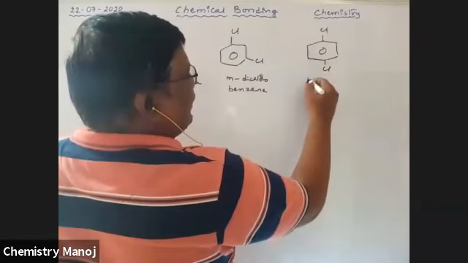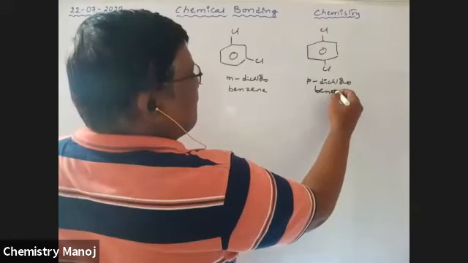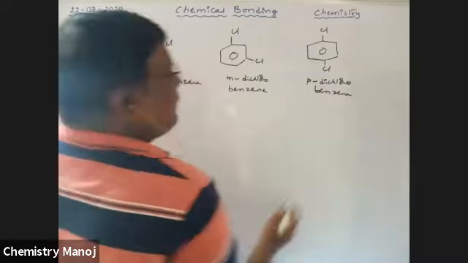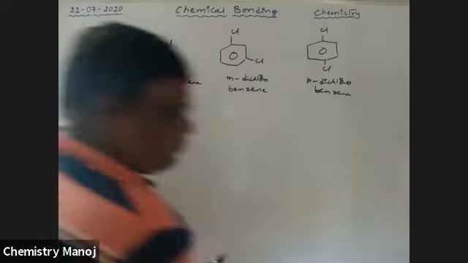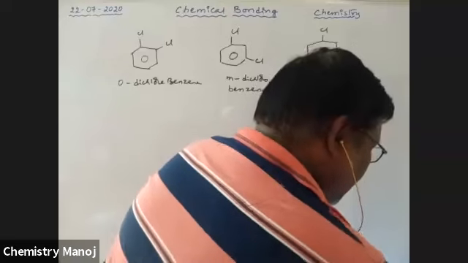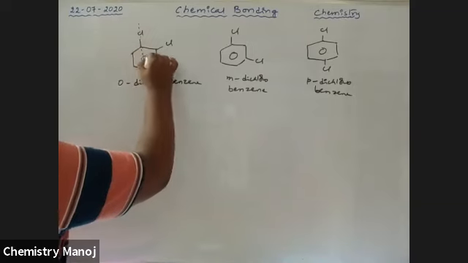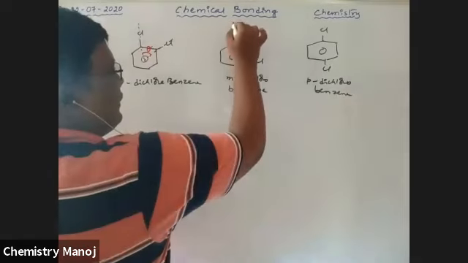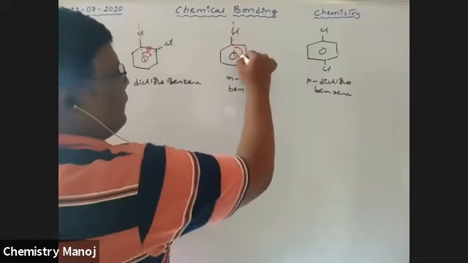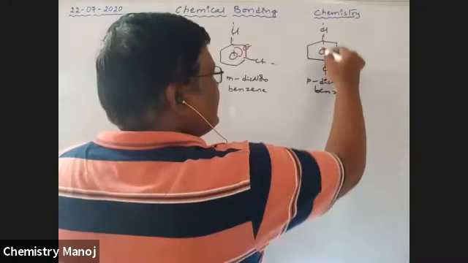This is paradichlorobenzene. There are three compounds of dichlorobenzene. Here is the angle between two chlorines, this is theta. Next, this is the angle between two dipoles, this is theta. Here also, this is the angle, boys. This is theta.